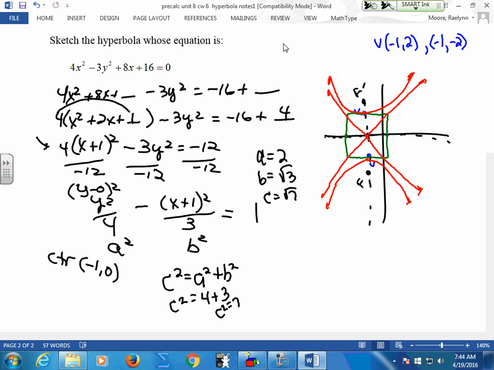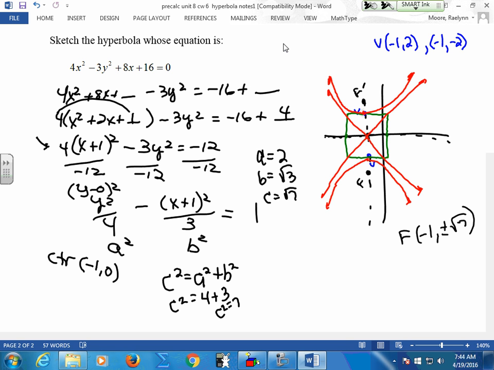Now, since your foci is a radical, all you really have to say for your foci is just take your -1 and plus, because we're at 0, plus or minus radical 7. Radical 7 up, radical 7 down. Make sense?